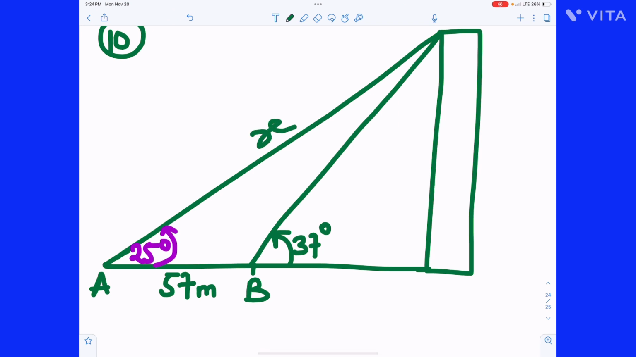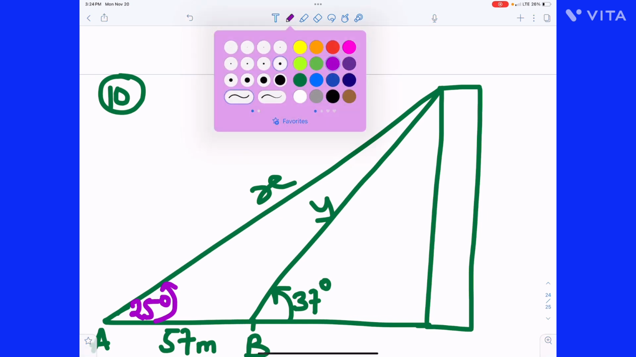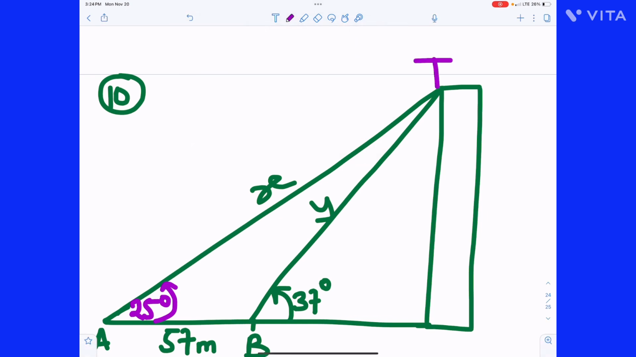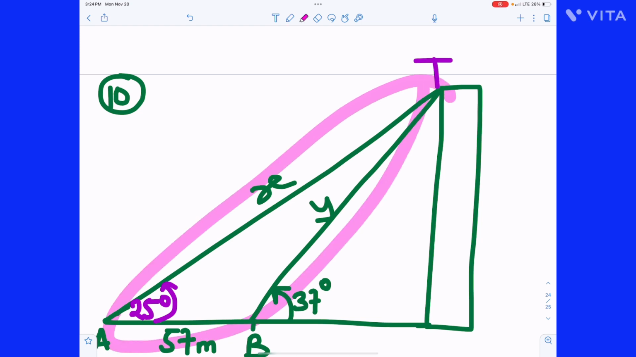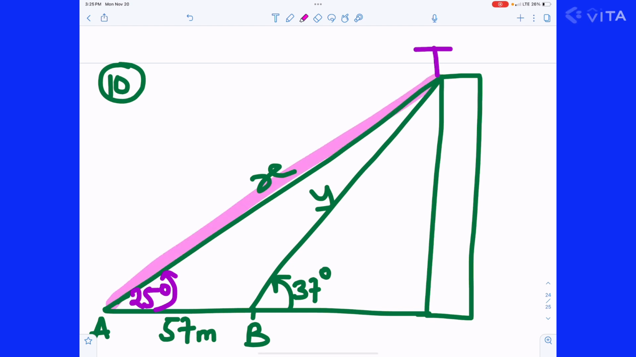We need this, let's call it X, and we need this, let's call it Y. I'm going to call this T, top of the building T. So this tells me I can take out this triangle if I like. This is a triangle, 1, 2, 3. I can take out this triangle if I like. Let me draw it so you can see it. I can take that triangle out. How do I do that?